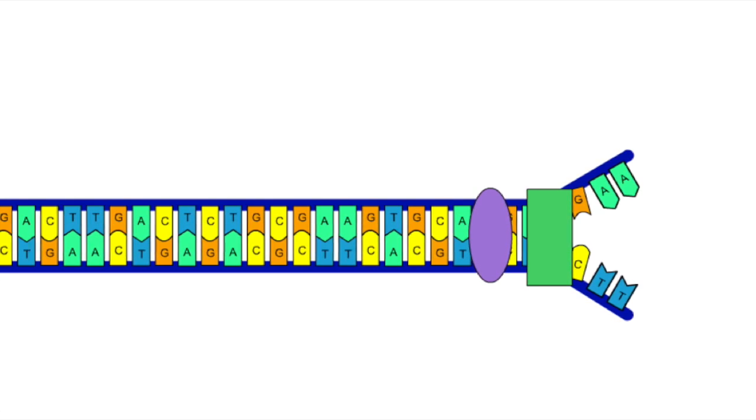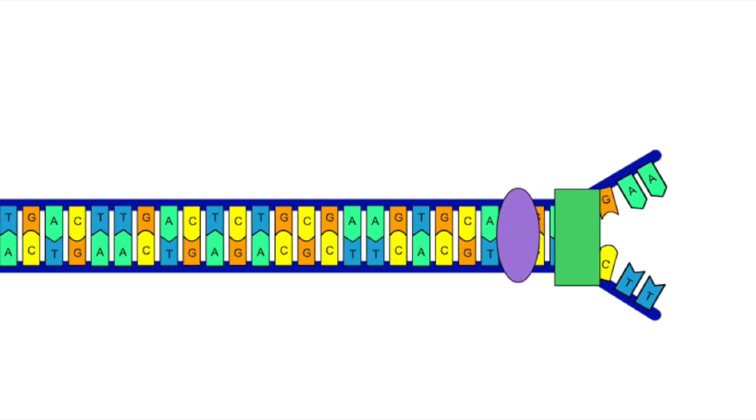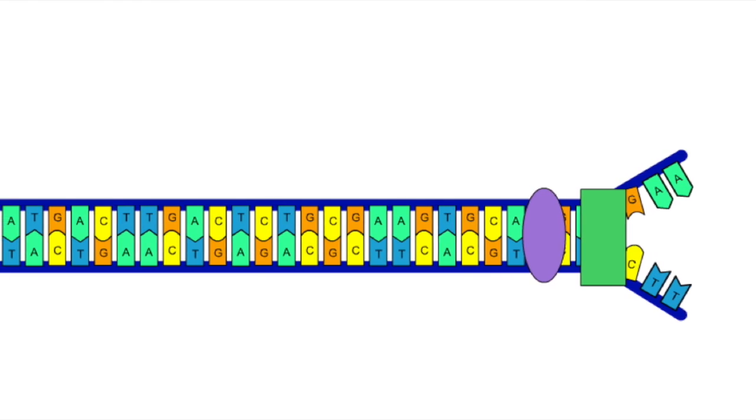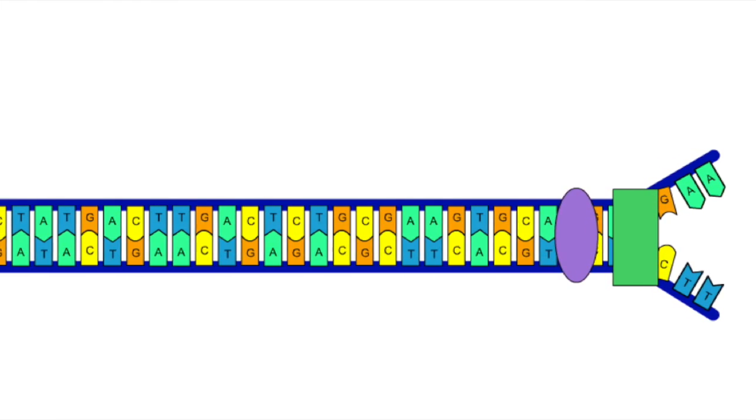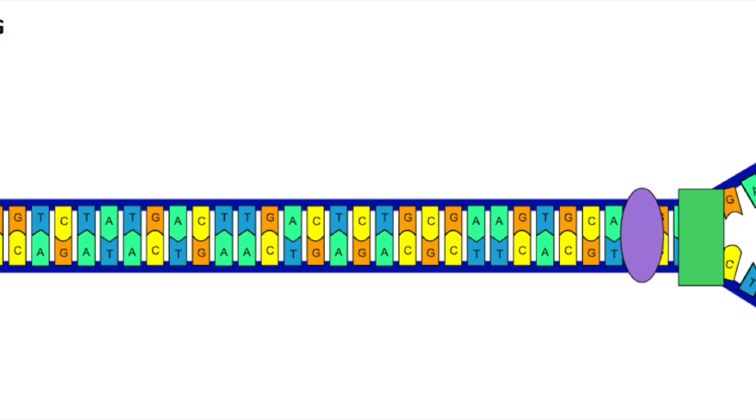The first step in DNA replication is unwinding of the DNA strand. The first step of DNA replication is to separate or unzip the two strands. This separating of DNA is done through the enzyme helicase.